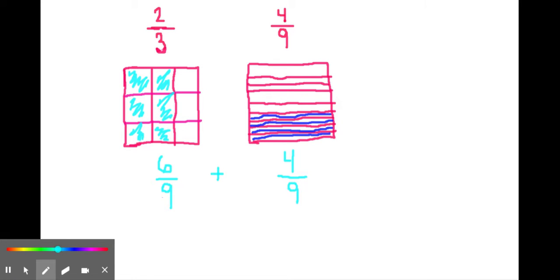An easier way to consider this problem would be just to simply divide 2/3 into ninths. So you end up with 6/9 plus 4/9. After you add 6/9 and 4/9, you get 10/9, which will turn into a mixed number and will give you 1 and 1/9.